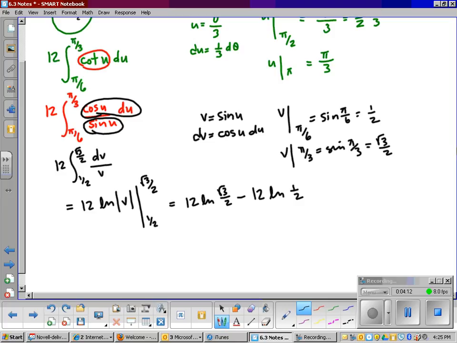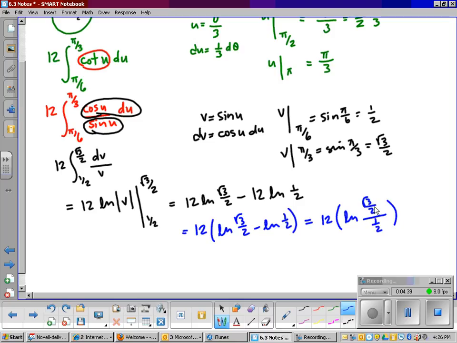I think it does tell you on the quiz to simplify. One thing you can do is to factor out a 12, and that leaves natural log square root of 3 over 2 minus natural log 1/2. If you remember from the properties of logarithms, when you're subtracting two logarithms that have the same base, you can rewrite it as a single logarithm by dividing the argument. So I get square root of 3 over 2 divided by 1/2. When you have baby fractions like that, the baby denominators will reduce each other. So I end up with 12 ln square root of 3.